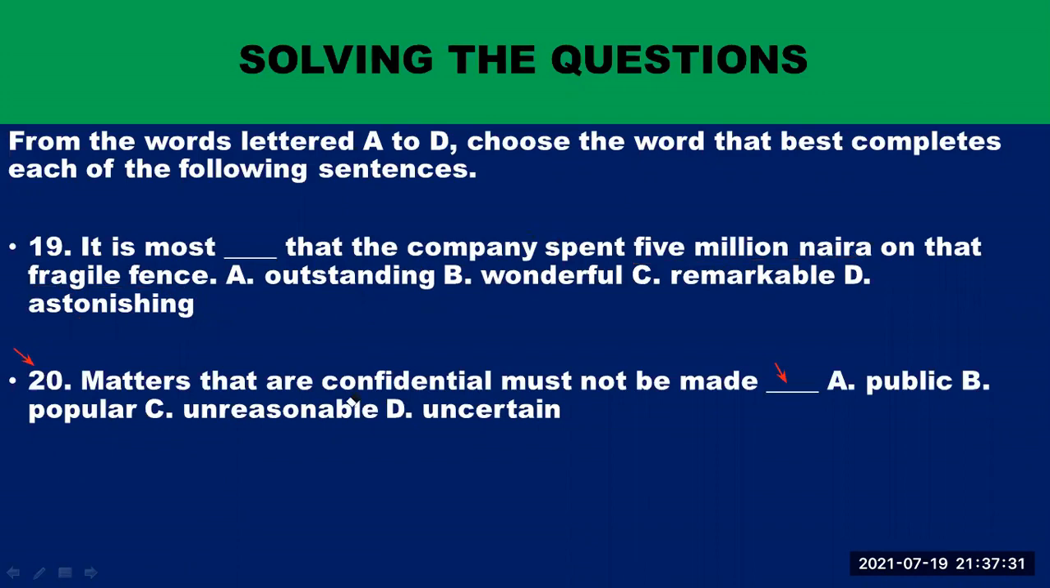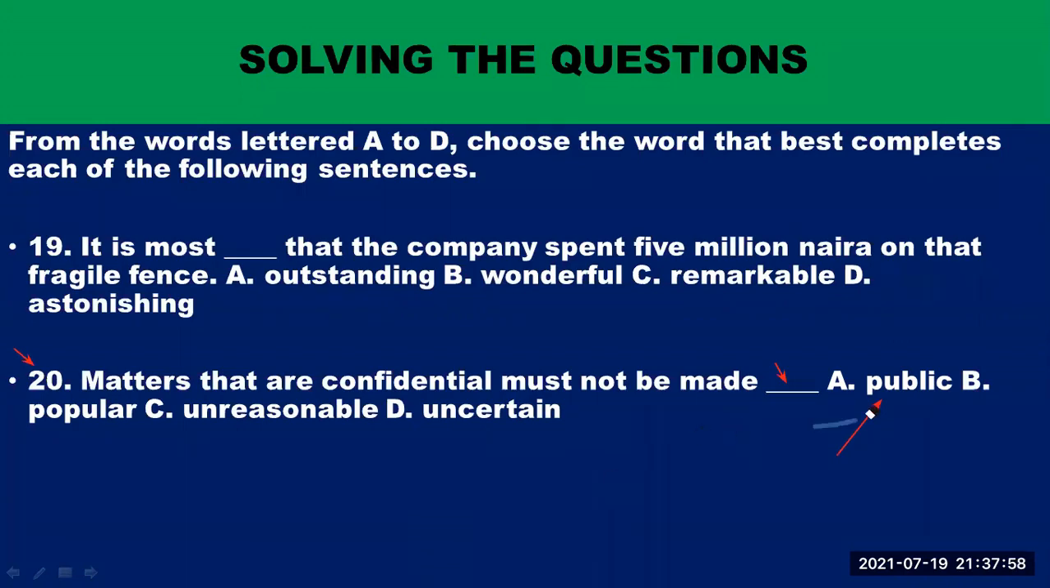Then option B, popular, is not actually correct. Option C, unreasonable. It doesn't fit in. Matters that are confidential must not be made unreasonable. It doesn't make sense. D, uncertain, doesn't also make sense. So the appropriate option is A. Matters that are confidential must not be made public.